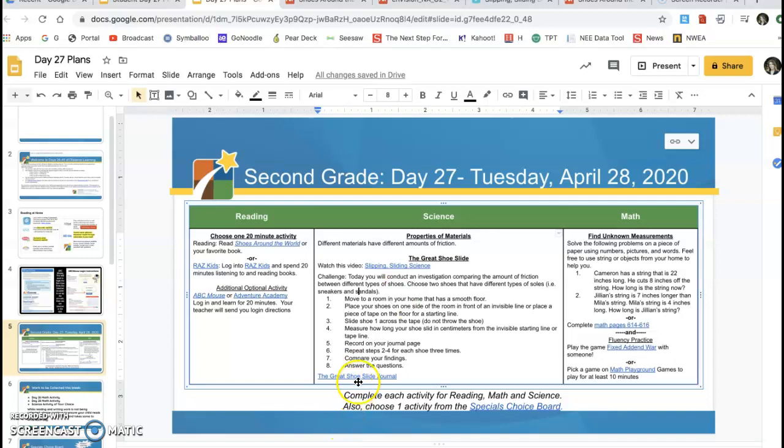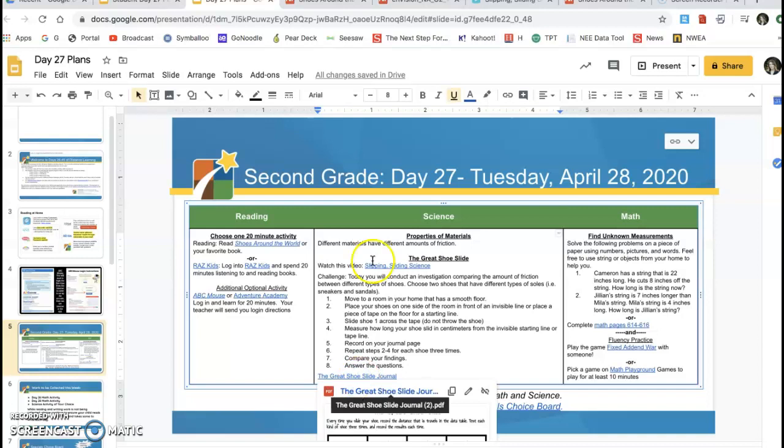And then I would also make sure they have this with them. This is the Great Shoe Slide. Let's see if I can open it here.